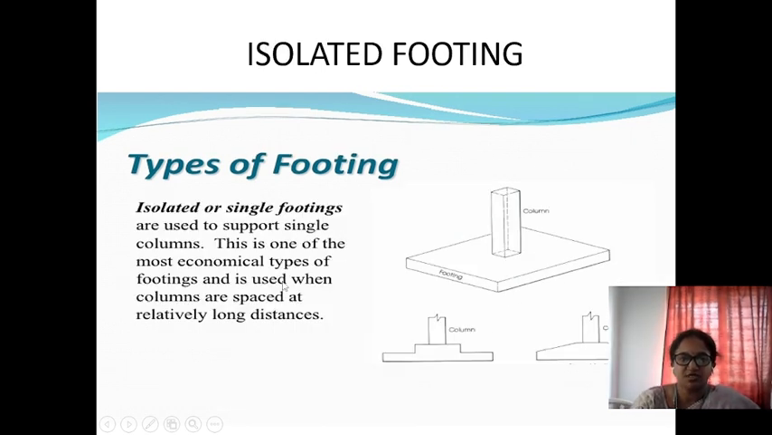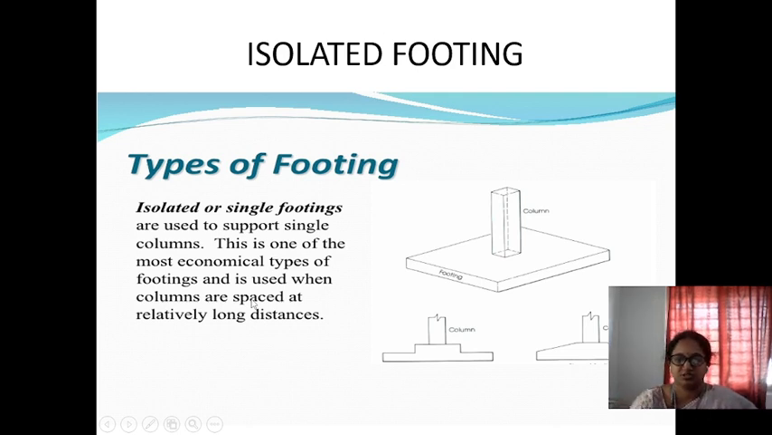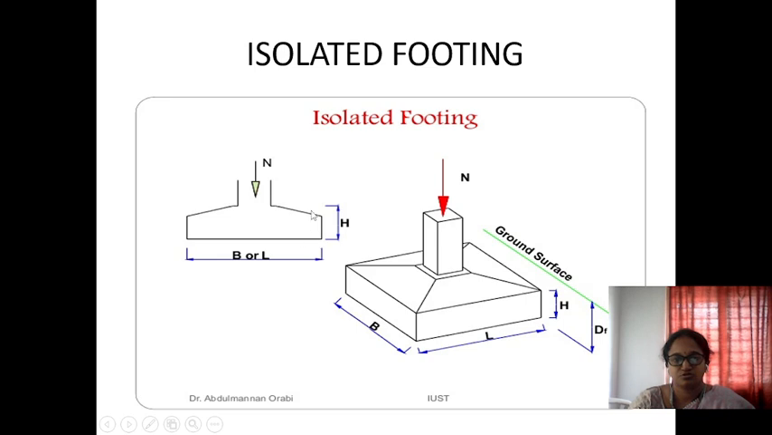Now coming to isolated footing. Isolated footing is only for one column. Isolated footings or single footings are used to support single columns. This is one of the most economical types of footings and is used when columns are spaced relatively at long distances. This is the image for isolated footing, and this is another image for isolated footing. Here it shows the length, width and the height. We are going to cover the footing reinforcement and these sizes in the upcoming problem.